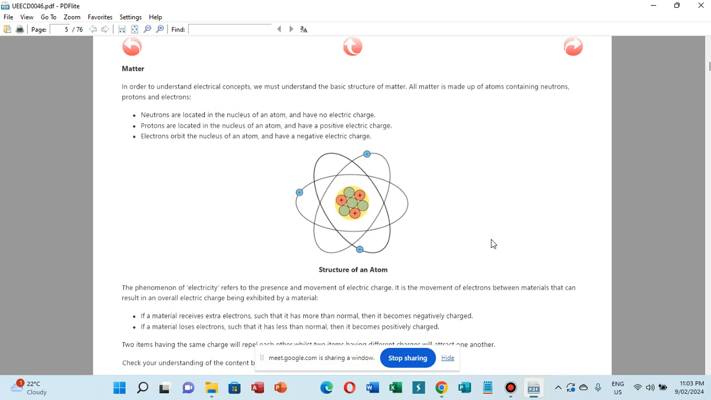So this is the basic principle of the structure of the atom. Inside, you can see the nucleus, with a proton and the neutron, and the electron is moving. The electron can be moved from one atom to another atom. By this way, the electrical current is happening.